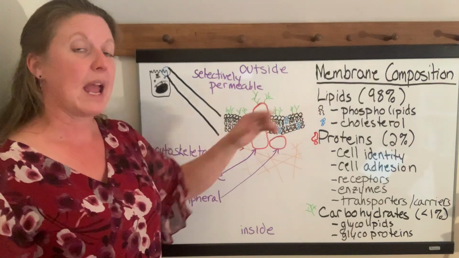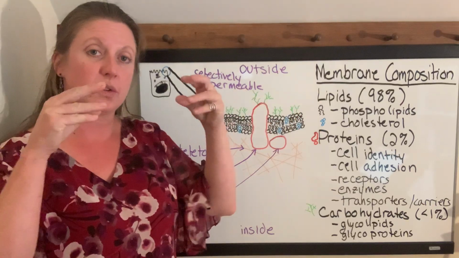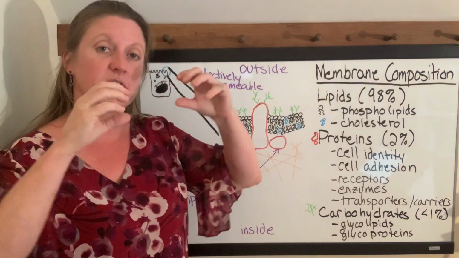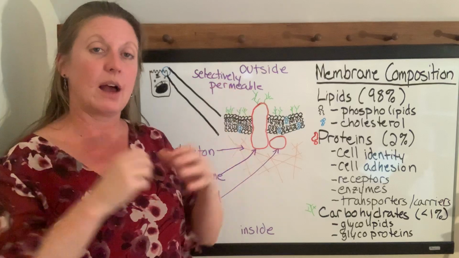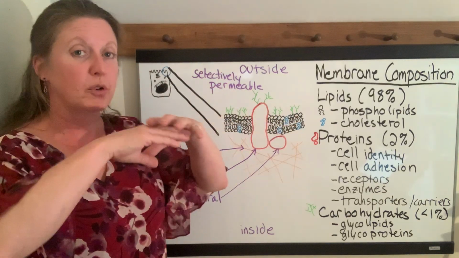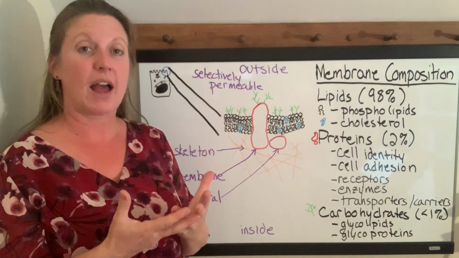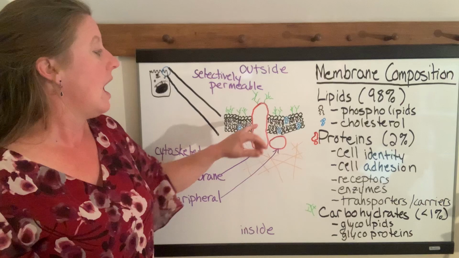So because of the amphiphilic nature of this molecule, it naturally arranges itself so that the fatty acid tails are touching each other and the phosphate groups are on the outside. And it creates a bilayer. It creates a bilayer sphere naturally by itself without any intervention.